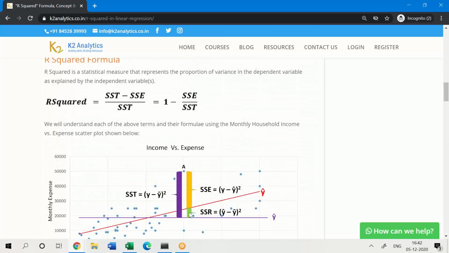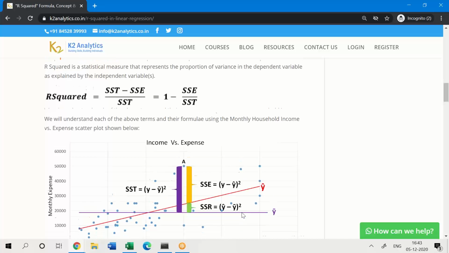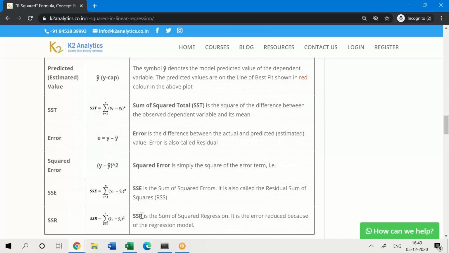Despite building a model, we are not completely able to eliminate the error, and that's why sum of squared error is left. However, there is a certain amount of reduction in error, shown by the green color. How much is the reduction? Reduction is y cap minus y bar the whole square. If I take a summation across all the data points, that is called sum of squared regression. It is the amount of error which has been reduced because of the model.